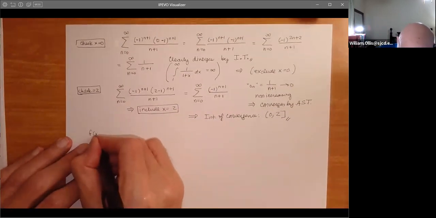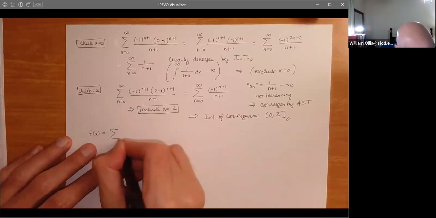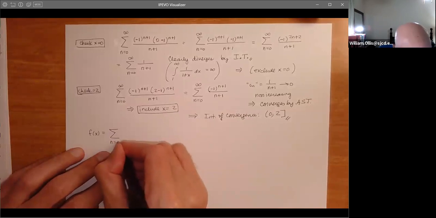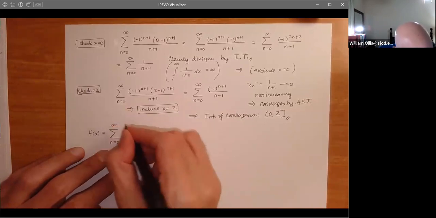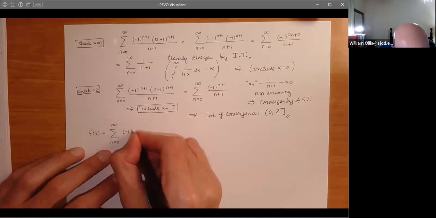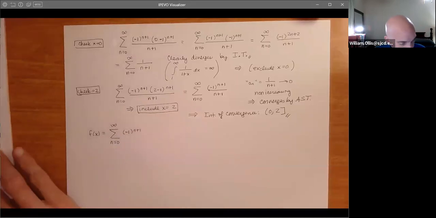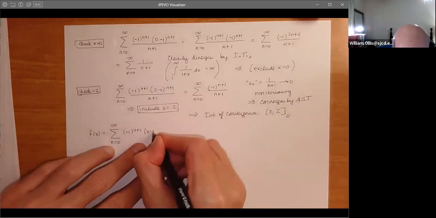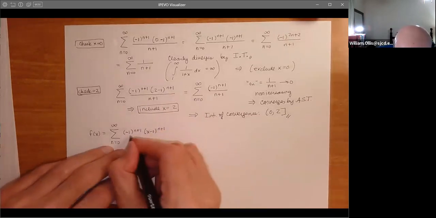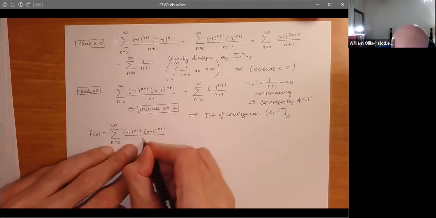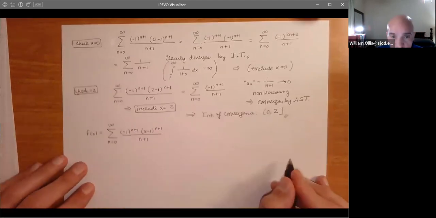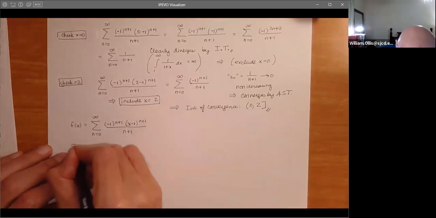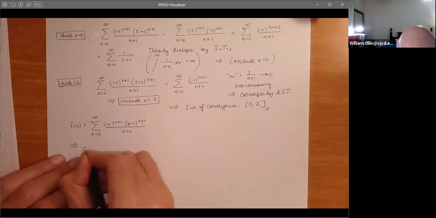Okay, now let's write the original series. So we have f of x equals, I'll write this again so it's clear, the sum n equals 0 to infinity of -1 to the n plus 1, x minus 1 to the n plus 1 divided by n plus 1. So now let's do the term by term differentiation. So this implies f prime.